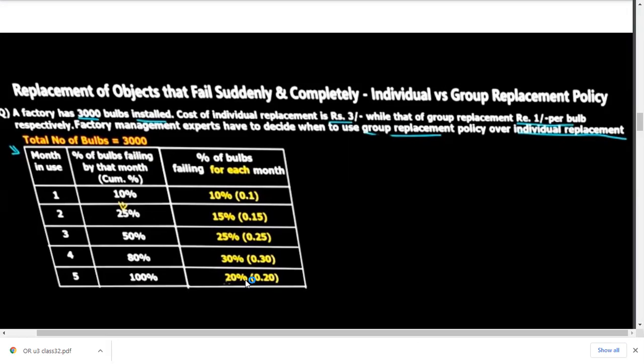So like that we will follow, and that is how we get the percentage of bulbs failing for each month. In each month: 10%, 15%, 25%. So first we take 10%, 0.1, second month 25 minus 10, third month 50 minus 25, fourth month 80 minus 50, and fifth month 100 minus 80. Like that we get the percentage of bulbs failing each month.